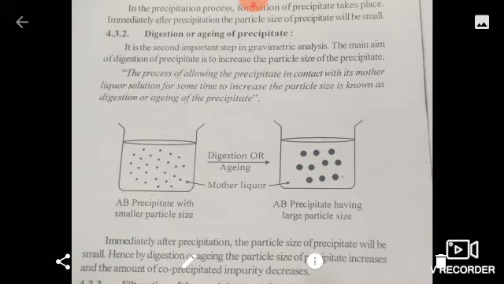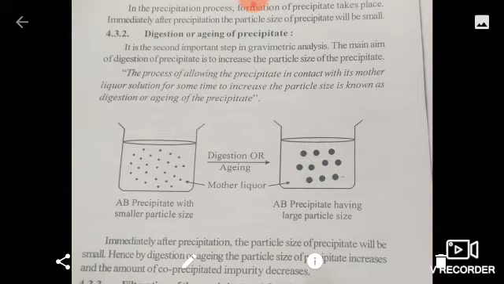So aging means what? We are increasing the precipitate particle size by slightly heating the precipitate. So let's see what the aging or the digestion is. It is the second important step in the gravimetric analysis. The main aim of the digestion of precipitate is to increase the particle size of the precipitate. So what is the main aim? It is to increase the particle size.